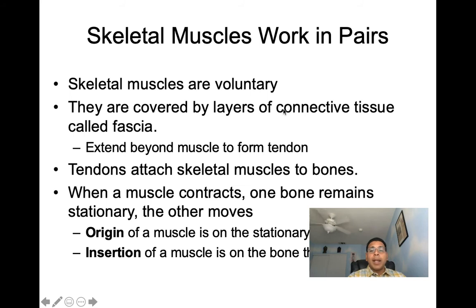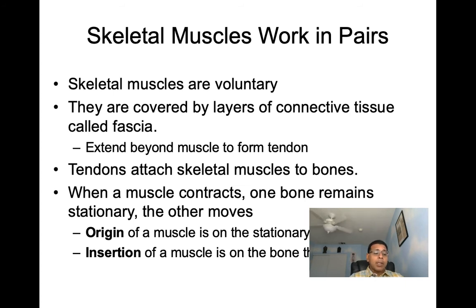They are covered by layers of connective tissue that we call fascia. And the fascia is going to extend beyond the muscle, we said, to help form the tendon. And then tendons are going to help attach skeletal muscle to bones, as we said before.